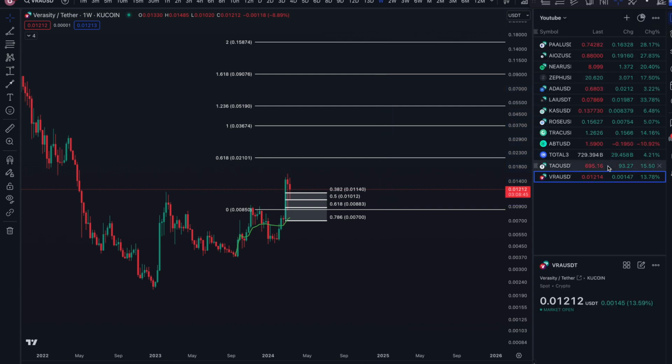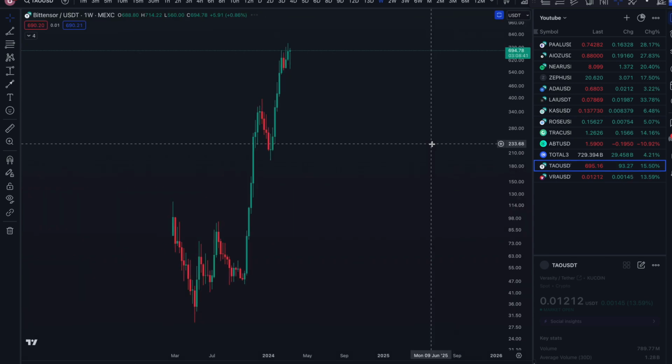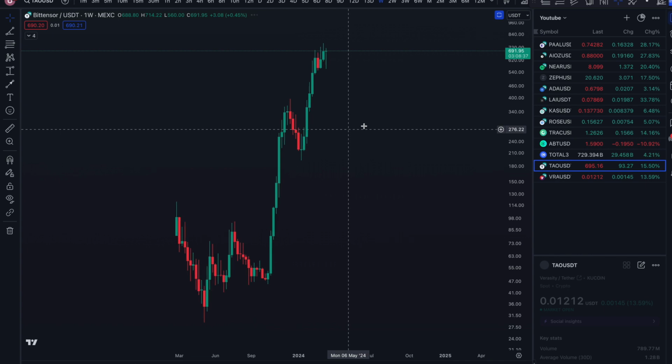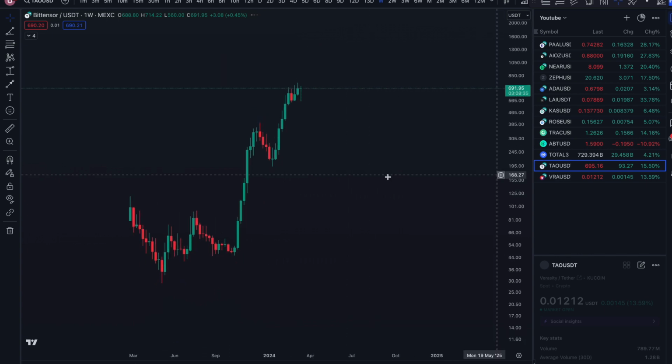Where's Tau? And again, with coins like this there's not much to go on because it's very new.